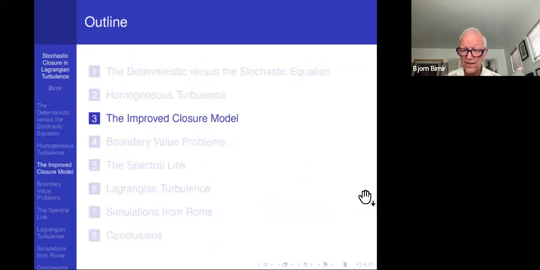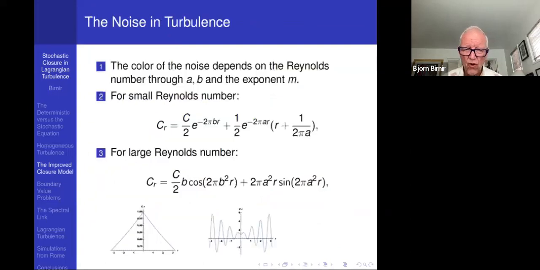Okay, so that gives us some confidence. So once we have this comparison, we can try to figure out what these coefficients are that we wrote down in the original noise. When we do that, we can compute the correlations of the noise. And what we see is that for a small Reynolds number, the noise is very peaked. It has a sharp correlation, a sharp corner. But when the Reynolds number gets very large, then it's oscillatory, and that's the picture here on the right.